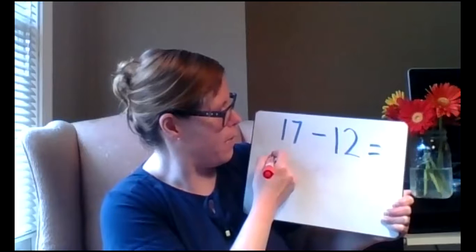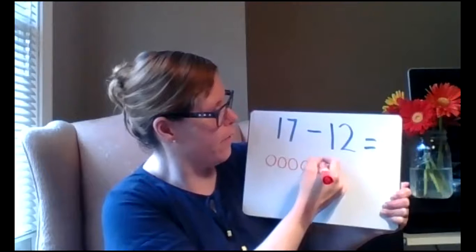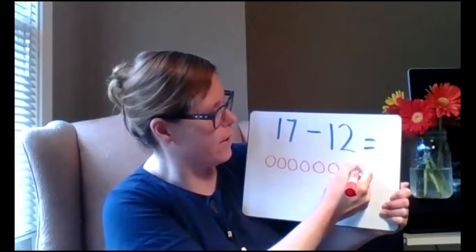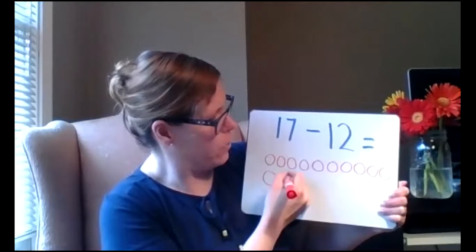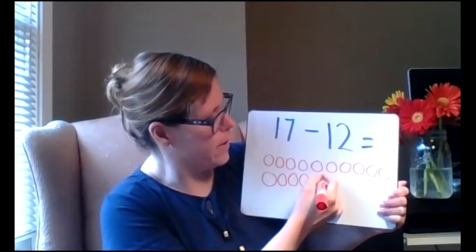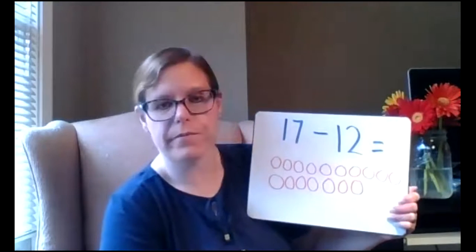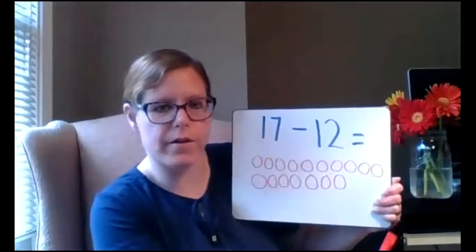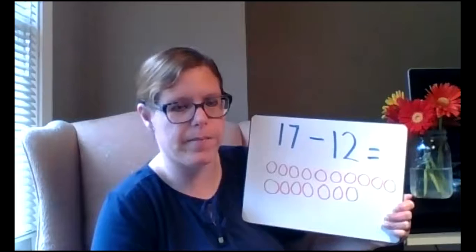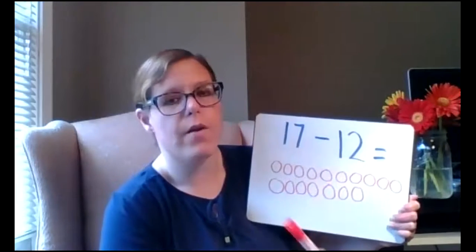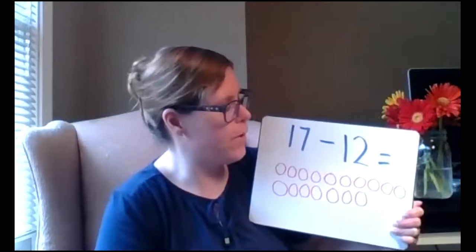Ready? Count with me. 1, 2, 3, 4, 5, 6, 7, 8, 9, 10, 11, 12, 13, 14, 15, 16, 17. So we drew 17 circles here because we have the number 17 up here, so representing it in 17 circles down here. And it says minus 12. So we know we don't want to draw 12 more, we want to take away 12. So we're going to do that now.